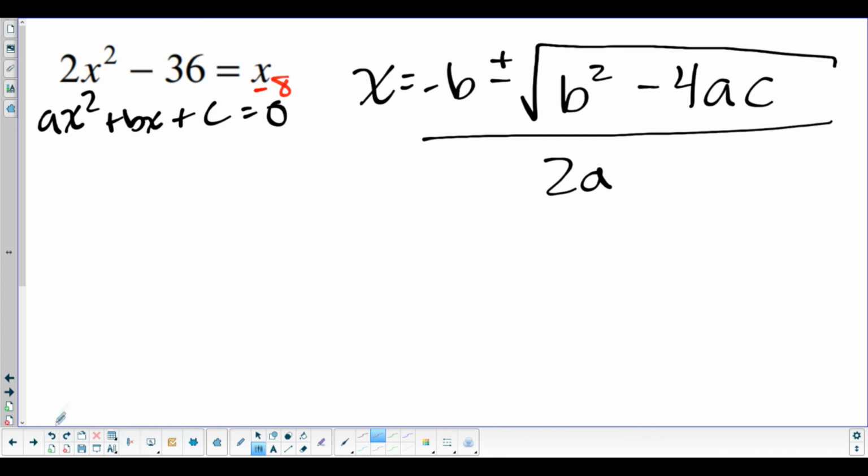Which is going to leave me with 2x squared, and then I subtracted x, so minus x, and then minus 36.